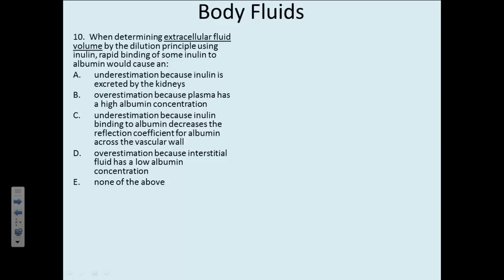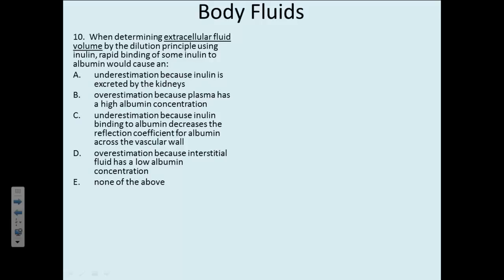Looking at how to use the dye dilution method in order to determine the volume of different body fluid compartments. So we know from class that normally we can use inulin to measure the extracellular fluid volume by the dilution principle. But in this problem, we have a case where some of the inulin unexpectedly begins to bind to albumin. So in order to solve this problem, we're really going to have to think about the different body fluid compartments, how we use the dye dilution method, and how different changes in components of that equation might change our ability to determine the volume of different body fluid compartments.